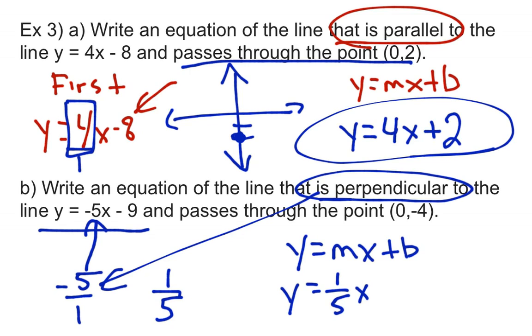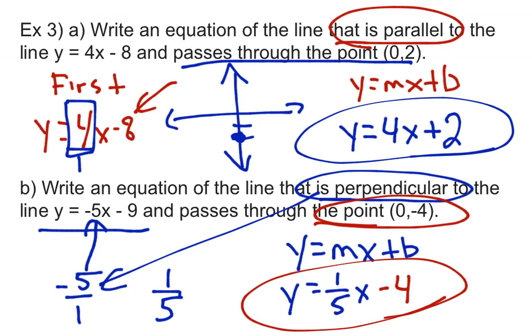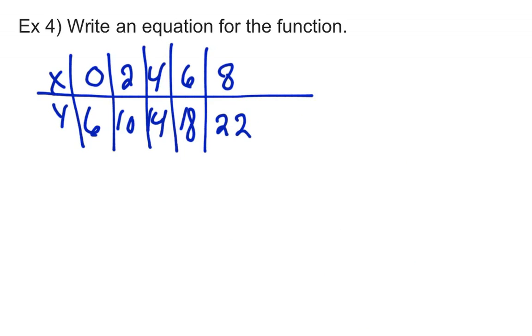Well, again, they give us a point right here. Our line is going to pass through the point (0, negative 4). Anytime you see that (0, negative 4), that's the y-intercept. Because if you were to graph that, that would be a point right on the y-axis. So our b is going to be negative 4. And that's all it is for the parallel and perpendicular.